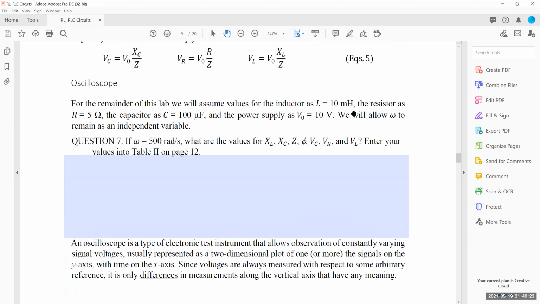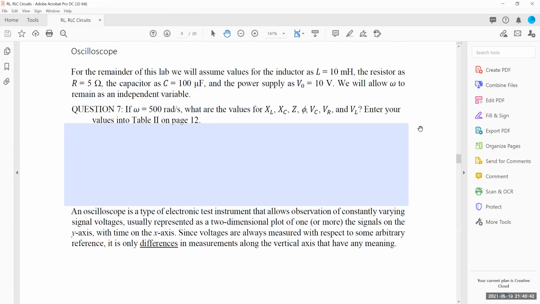So we're going to take L equals 10 millihenry, which is more realistic now than that simulation. R to be 5 ohms, and C, which is 100 microfarads, which is more realistic, and the power supply is 10 volts. We'll allow omega to remain as an independent variable. In other words, omega can change.